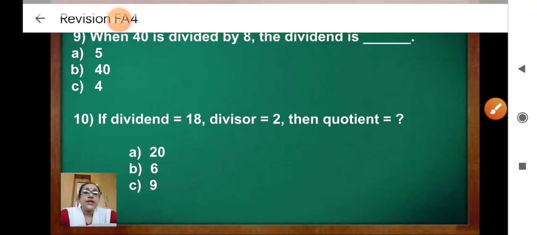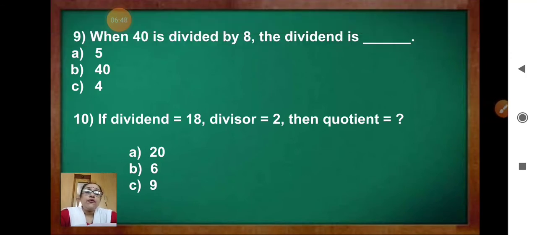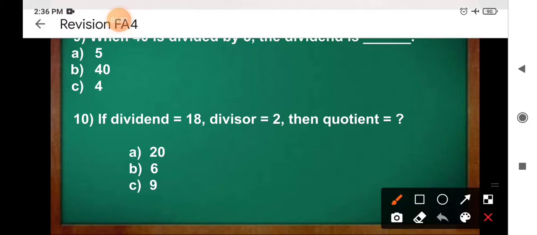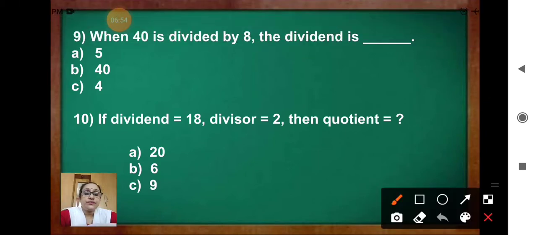Now question 9. When 40 is divided by 8, the dividend is 5, 40 and 4. The options are 5, 40 and 4. So the dividend is 40.